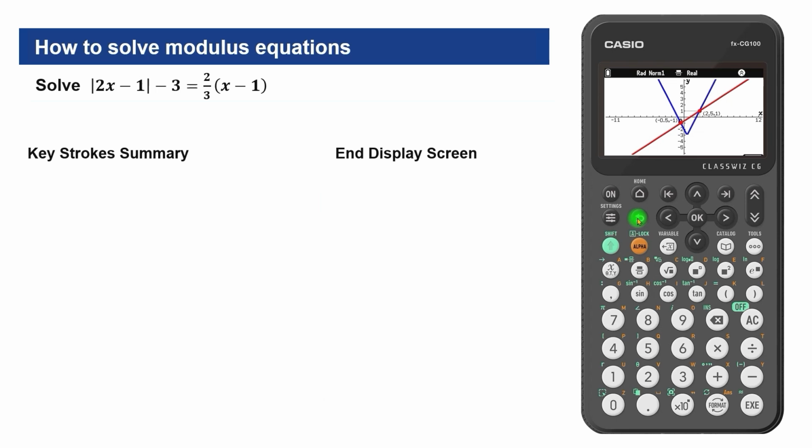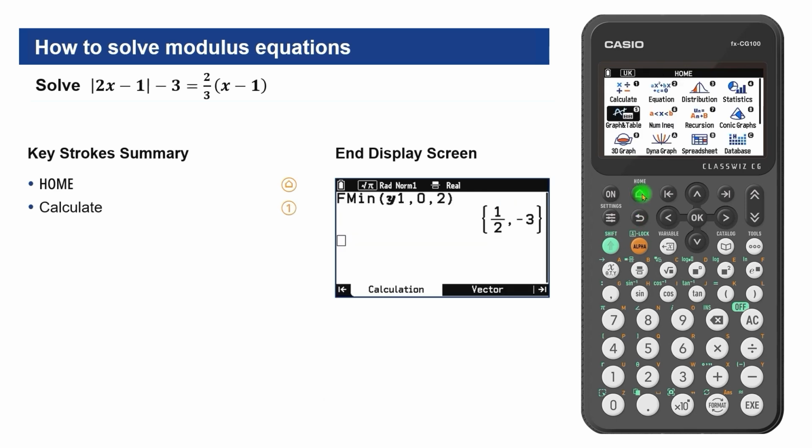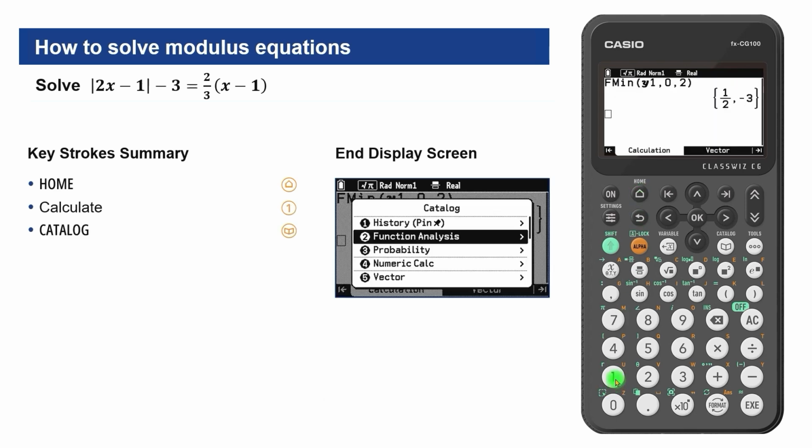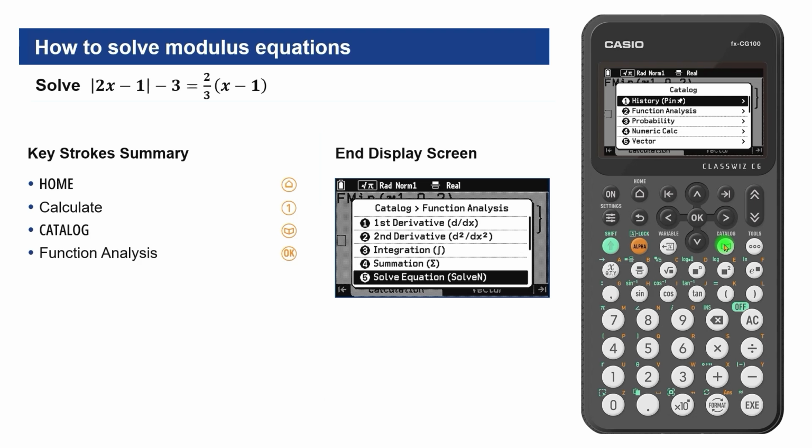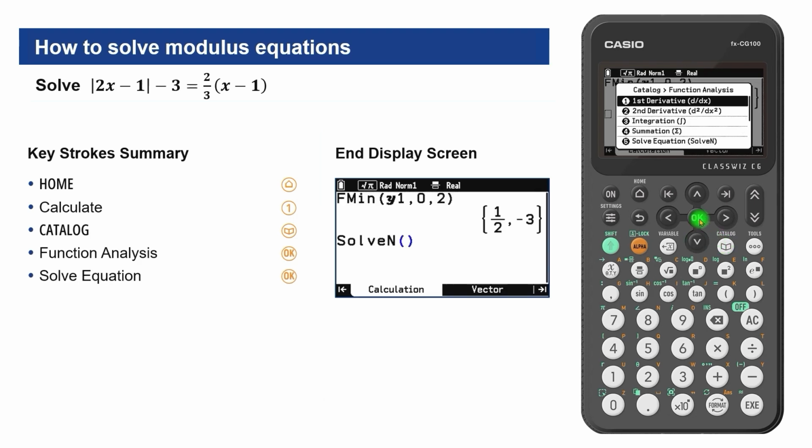The same equation can also be approached numerically if only the x values are required. From Home, return to Calculate. Press Catalog and select Function Analysis as before. To find the intersections, select Solve Equation, Solve n. The template opens and the equation can now be entered. For more information on how to use this functionality effectively, please see our other videos.